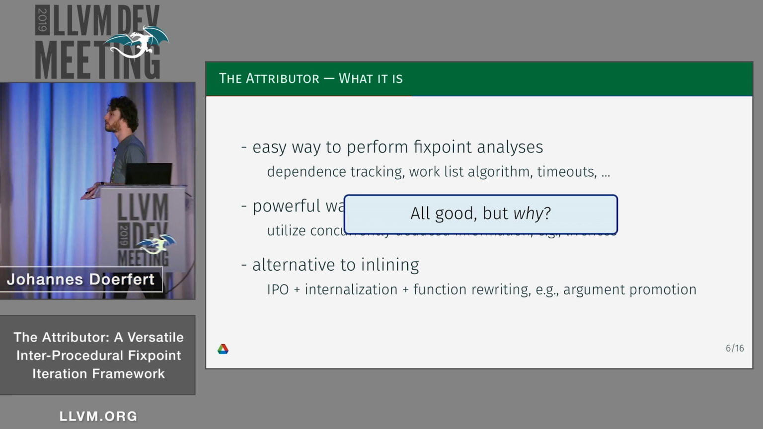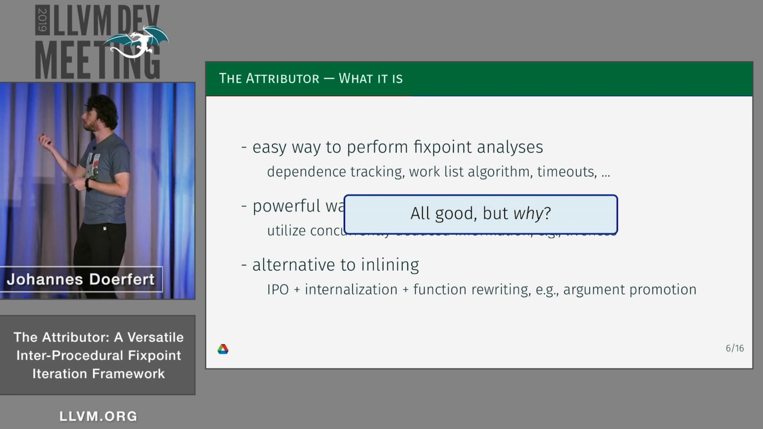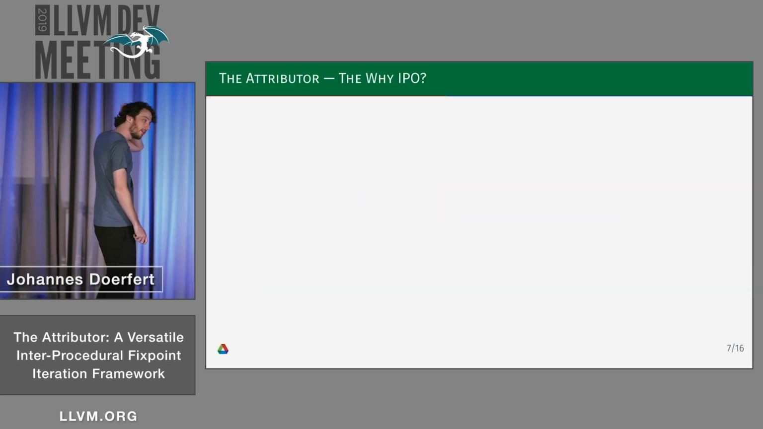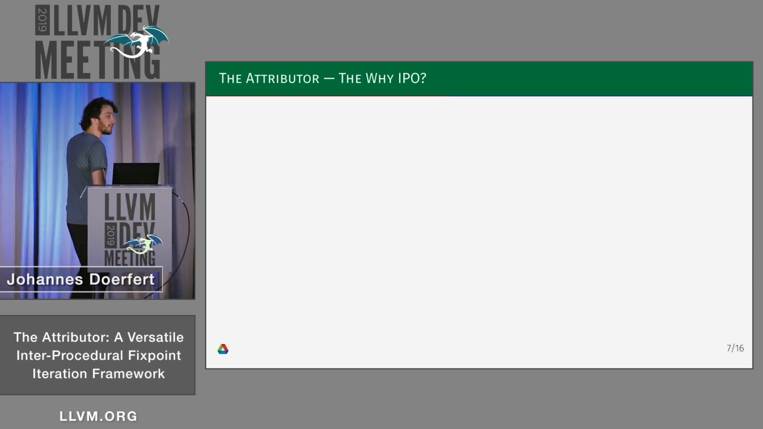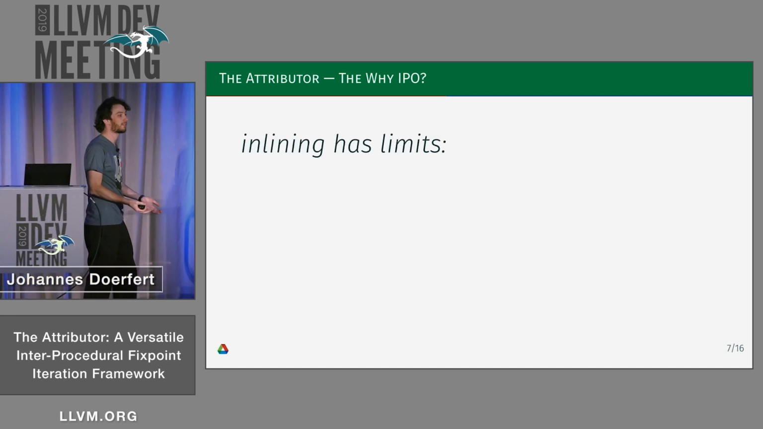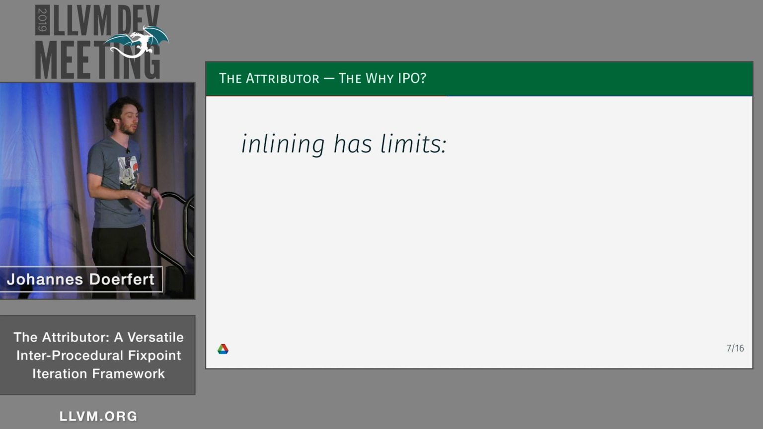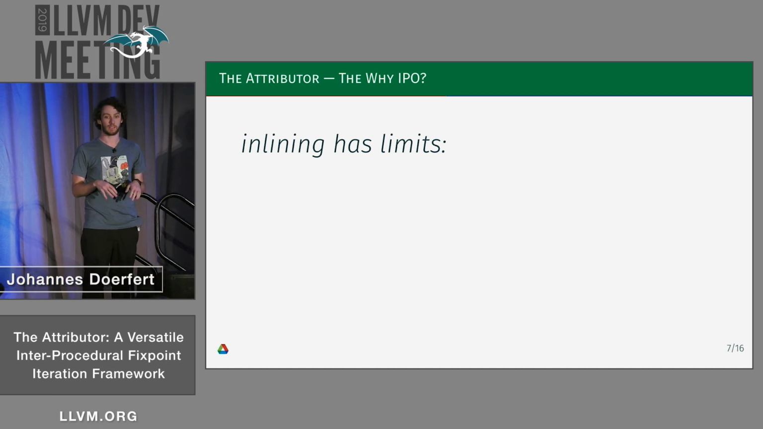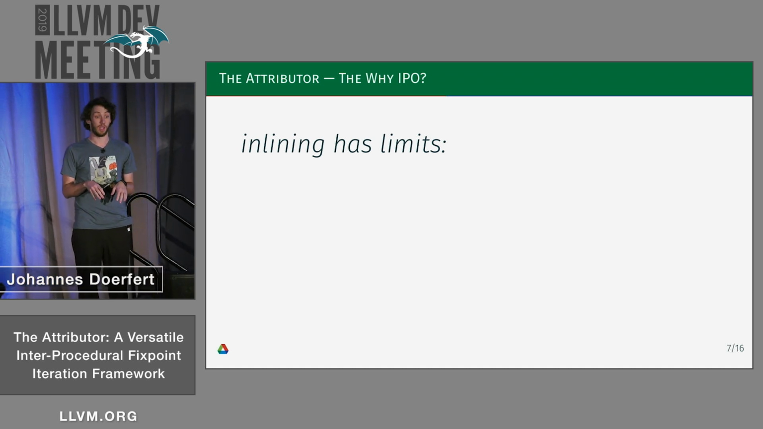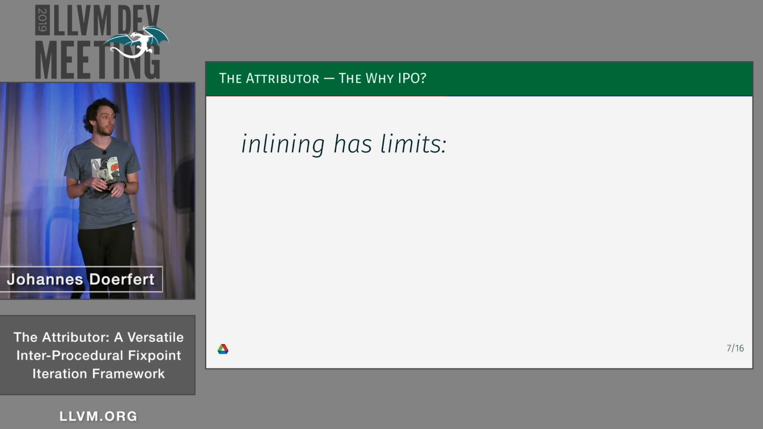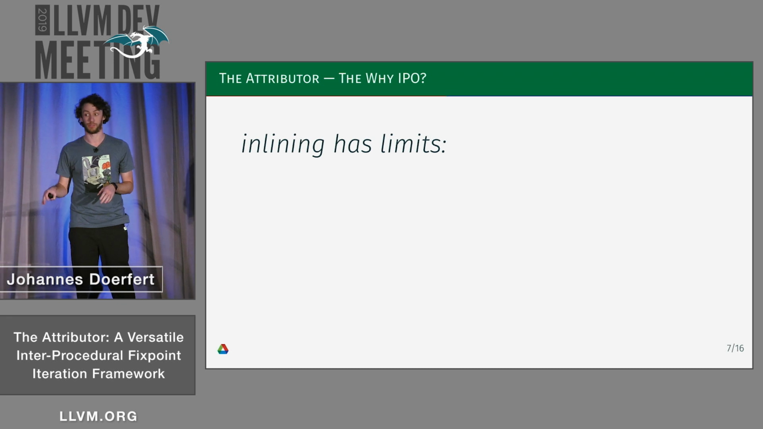Okay, so all these are good reasons, but why did we sit down over the summer and build this? Why do we need IPO in the first place? The short answer is inlining is limited. We had this IPO panel earlier, I'm not sure if you've been there. I said inlining has limitations, and that is widely acknowledged. So we have to improve our IPO, because for now we usually try to rely on inlining, and our IPO is really bad.